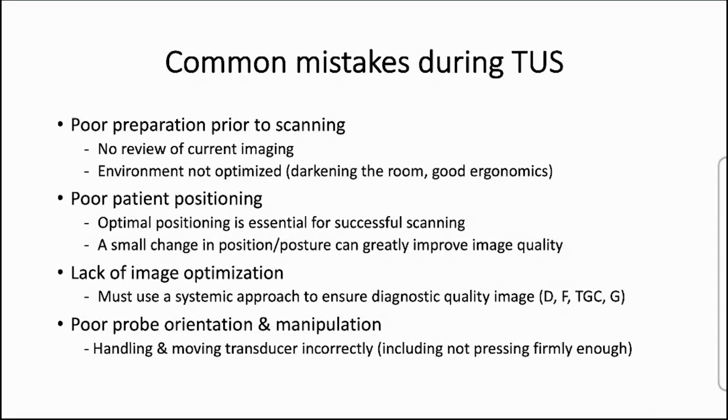The common mistakes that we make in thoracic ultrasonography. The first is poor preparation prior to the scanning, without reviewing the current imaging. This is a big mistake and a big blunder. Then the machine is not optimized. If there is a light on the screen, it makes the image dark, and good ergonomics, that is the hand and transducer, is very important.